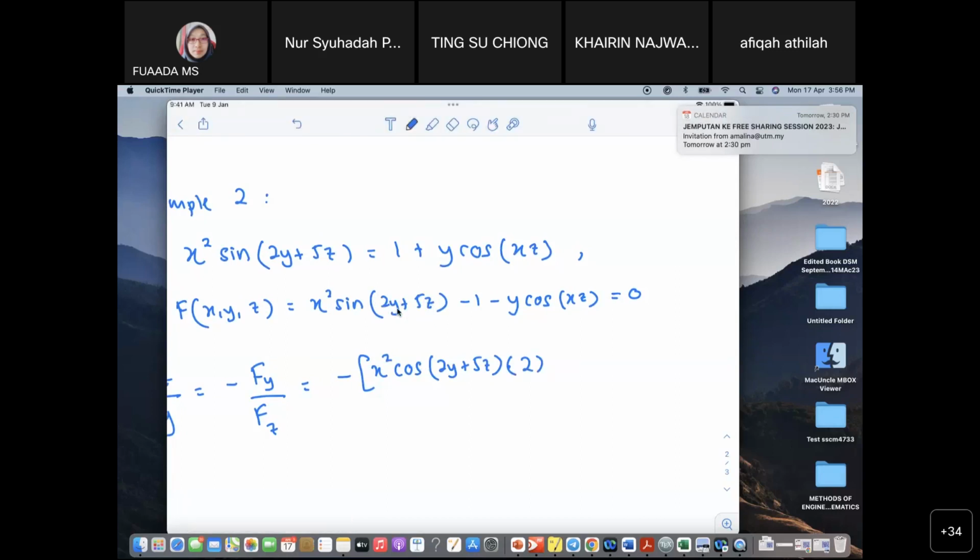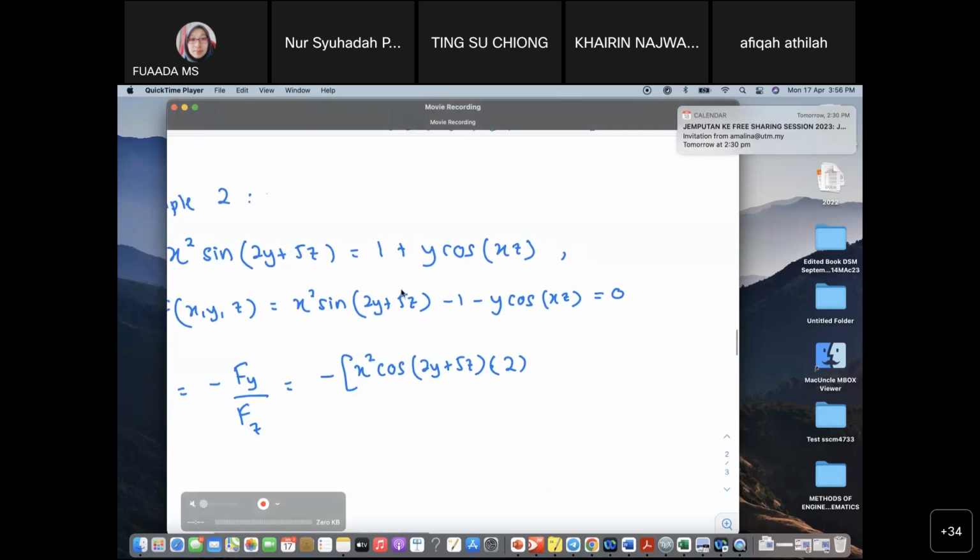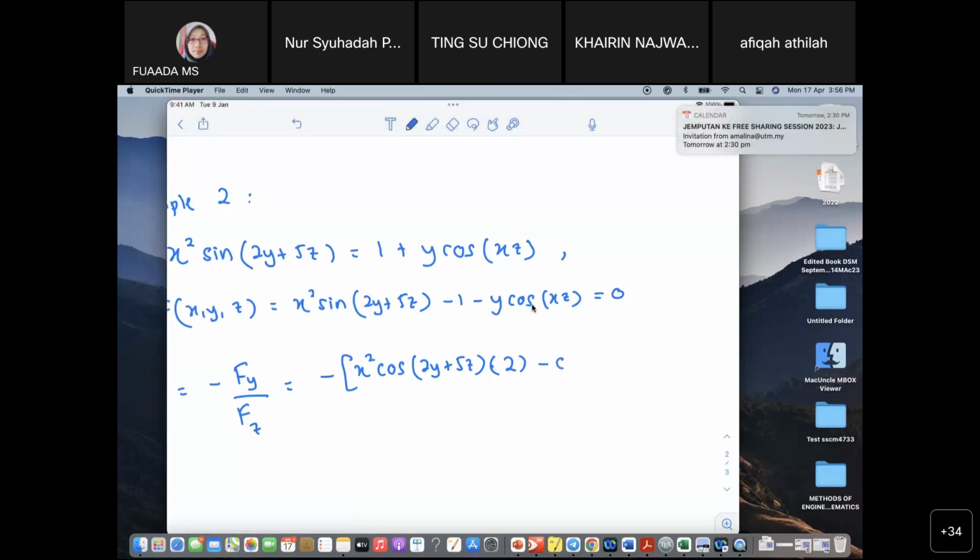Okay. That is the first term. For this one, differentiate negative 1 with respect to y, that is zero. Differentiate negative y cos of xz with respect to y. So we just have negative cos of xz. Divided by.